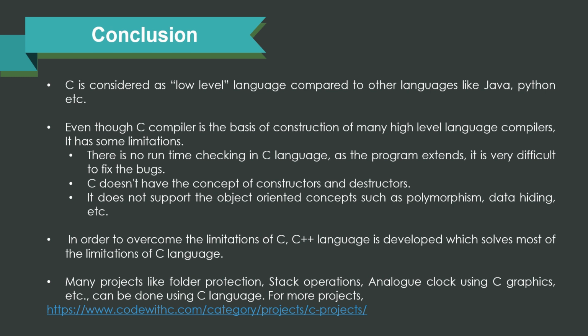C does not have the concept of constructors and destructors, which is supported in most object-oriented programming languages. It does not support the concept of objects, hence it could not support polymorphism, data hiding, etc., which add a lot of luxury in terms of programming. In order to overcome the limitations of C, the C++ language was developed and it solves most of the problems and limitations that C faces.